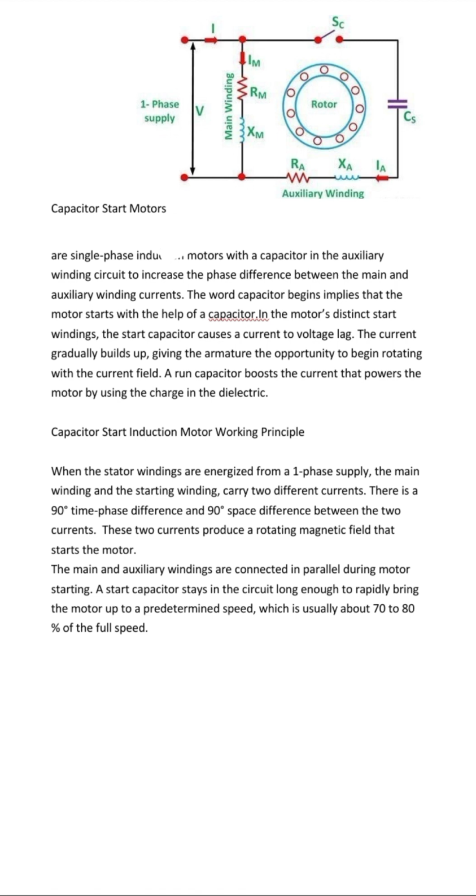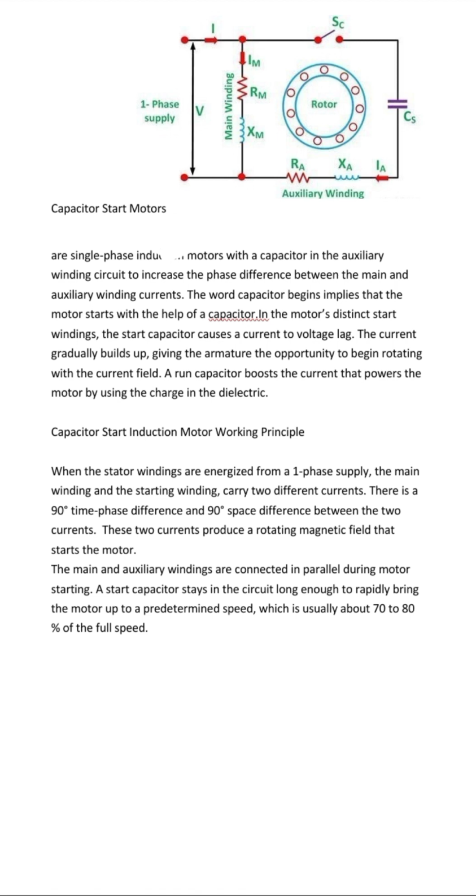Capacitor start induction motor working principles. When the capacitor start windings are energized from a single-phase supply, the main winding and the starting winding carry two different currents. There is a 90-degree time phase difference between the two currents. These two currents produce a rotating magnetic field that starts the motor. The main and auxiliary windings are connected in parallel during the motor start.